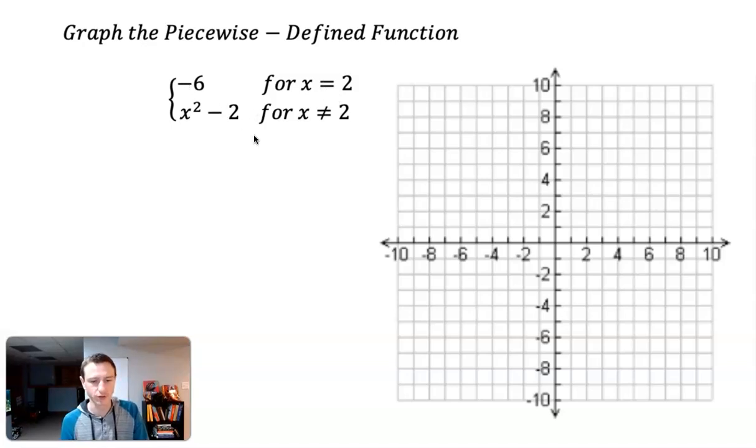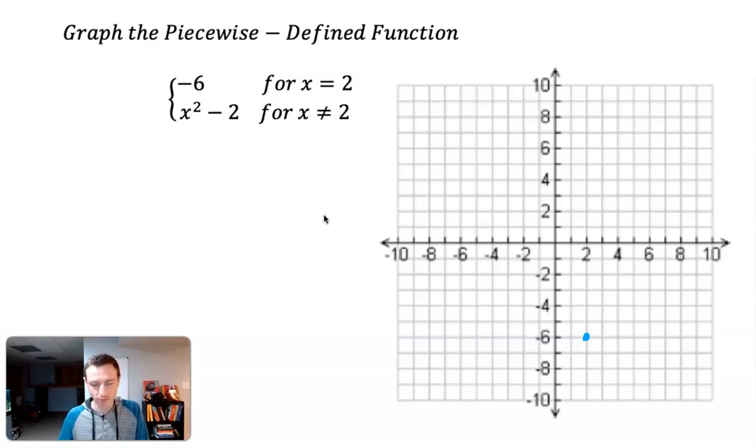So what does -6 look like, first of all? -6 is just a horizontal line. So if we didn't have any sort of restrictions, the graph of -6 would just look like this. It'd just be a horizontal line at -6. But since we do have the restrictions of we only want this graph for when x is equal to 2, what that means is that when x is equal to 2, which is right here, we only want -6, so it's just going to be a point. Just like that. That's it. So only when x is equal to exactly 2 do we want this graph of -6, so it's just a singular point.